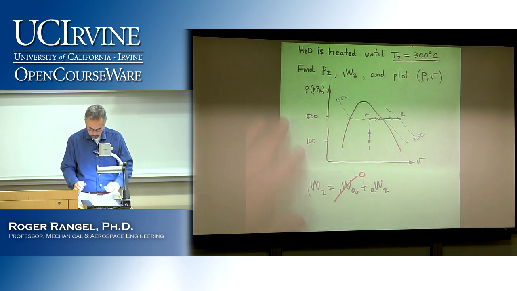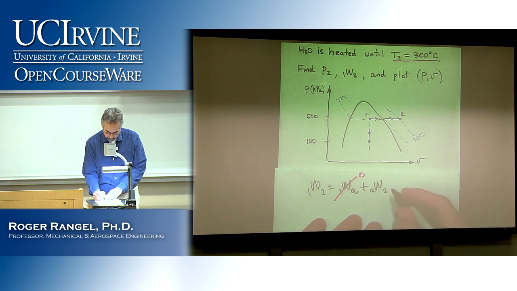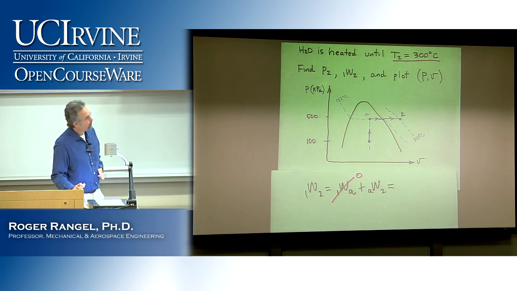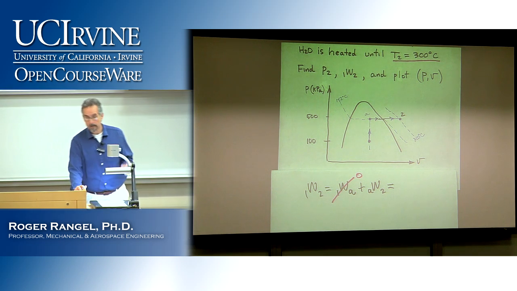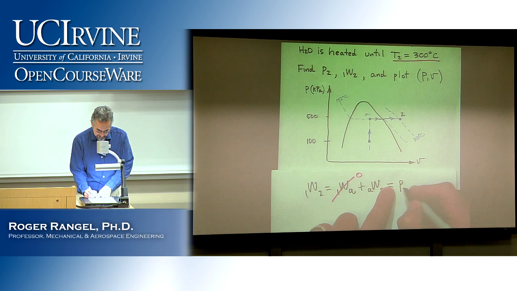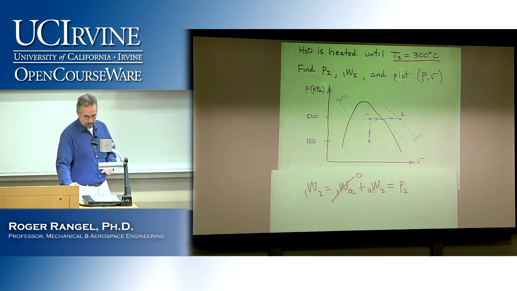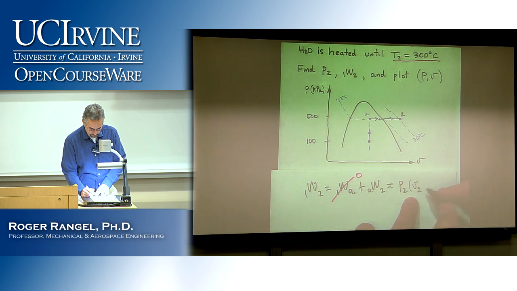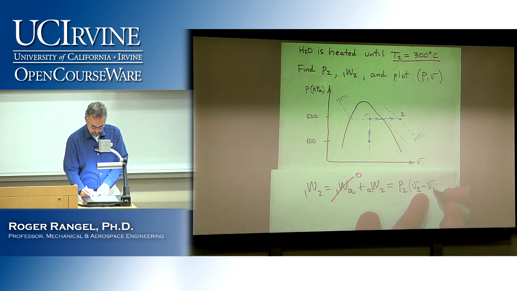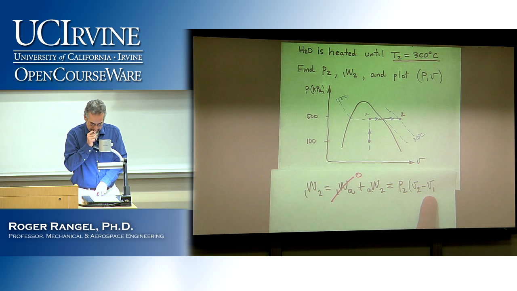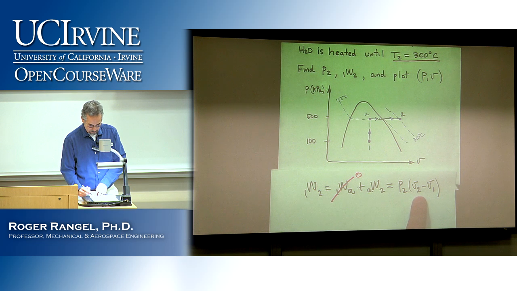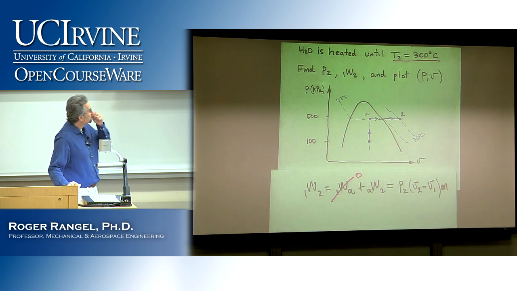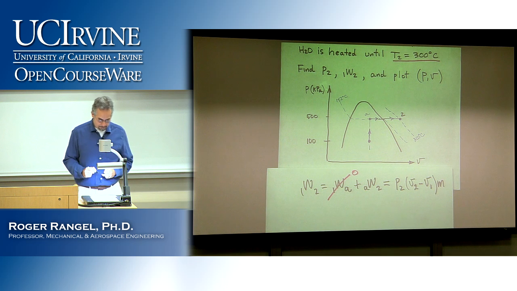And what is the work from A to 2? Pressure is constant, so that's nice. In fact, it's P2, right? Times V2 minus V1 or VA, which is the same, right? So I'm going to put V1, but it's the same. And of course, I wrote specific volumes here, so I'll need the mass.